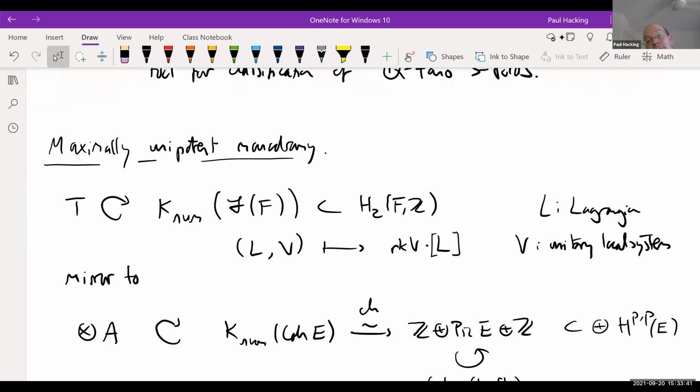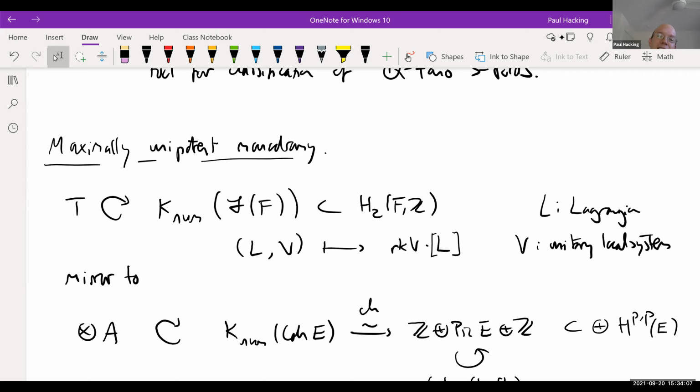And so we have this monodromy action. T is going to be the monodromy around infinity, acting on the numerical K theory of the Fukaya category, which is just a subgroup of the second homology. And you send, so here, a Lagrangian, possibly decorated by a unitary local system, you just send that to the rank of the local system times the class of the Lagrangian in homology.